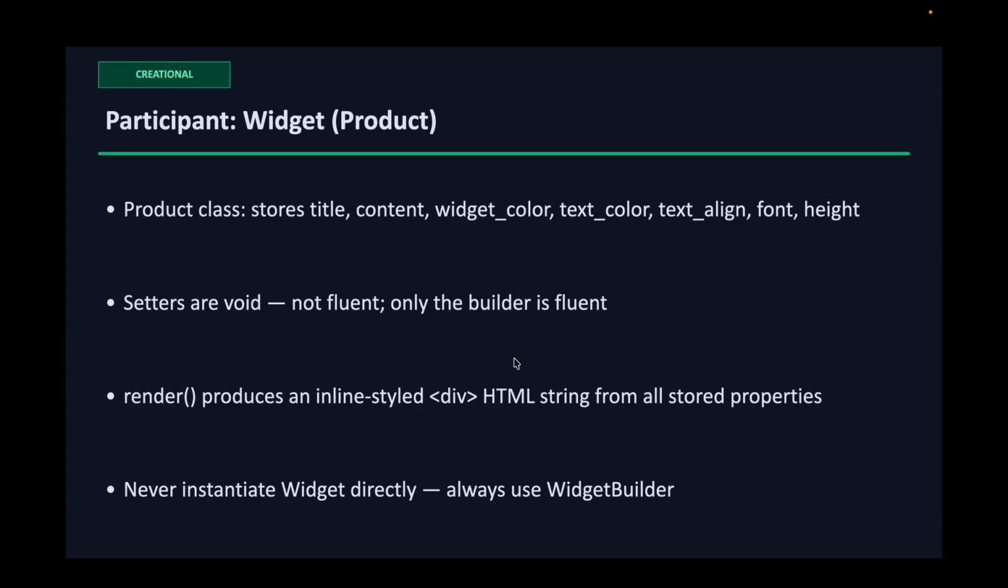Next, we have the widget class, which is the product. This is a complex object we're constructing. It stores 7 private properties and exposes corresponding setter methods. But notice these setters are void. They don't return anything. The product is not fluent, only the builder is. We want to look at the key method, it's render, which takes all the accumulated properties and produces an inline styled HTML string. It's just a div with a background color, font, alignment, and height baked in.